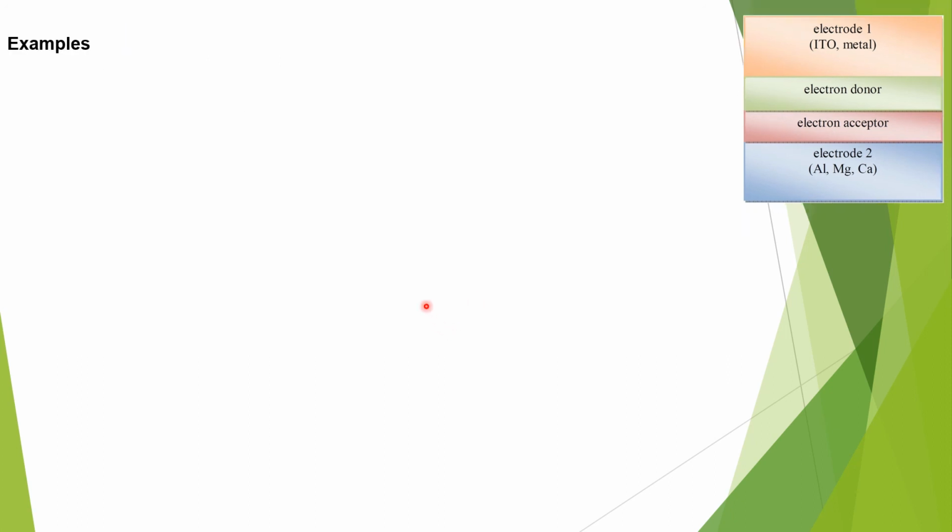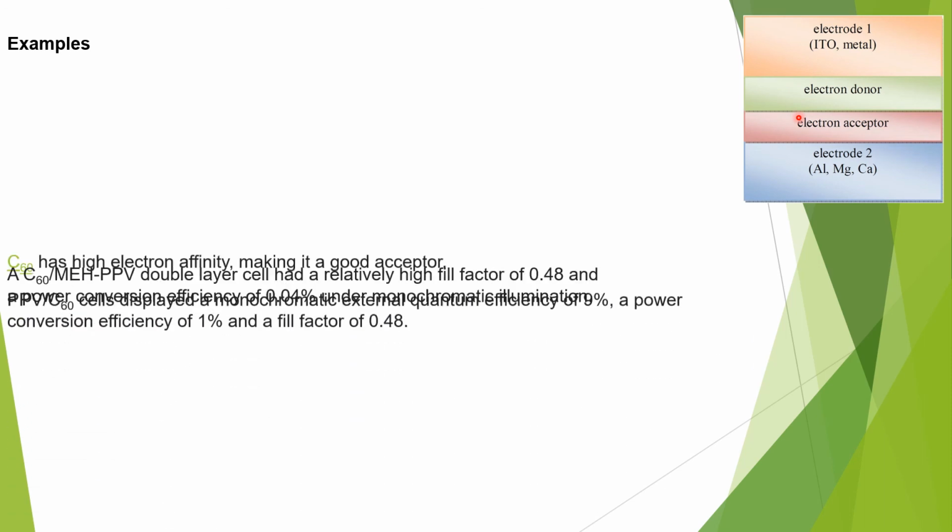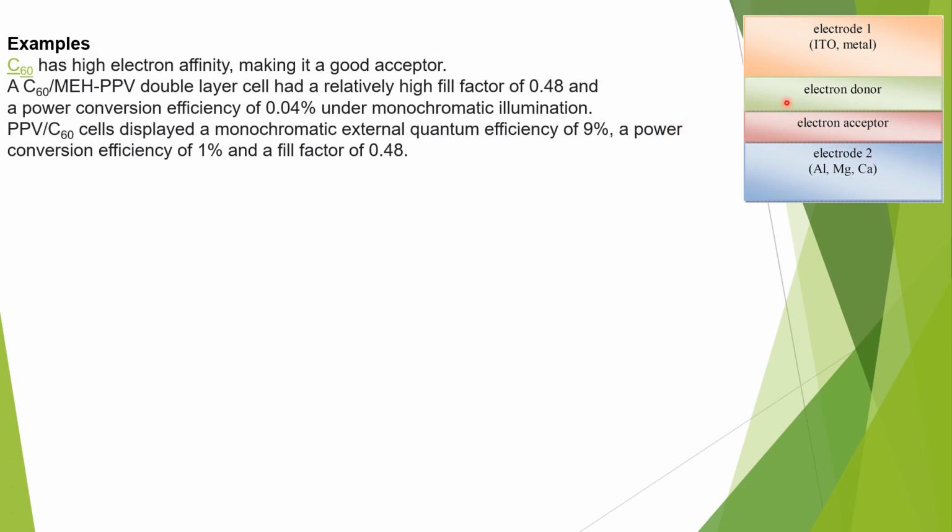The examples of bilayer solar cells are based on this: electrode 1 and electrode 2 will be the same, and the electron donor and electron acceptor species will change, and as they change, the name of the cell and the efficiency change. The first one is C60. C60 has high electron affinity, and a C60 MHPPV double layer cell has a relatively high fill factor of 0.48 and an efficiency of 0.04%. A PPV C60 cell displayed a monochromatic external quantum efficiency of 9%, a power conversion efficiency of 1% and a fill factor of 0.48.